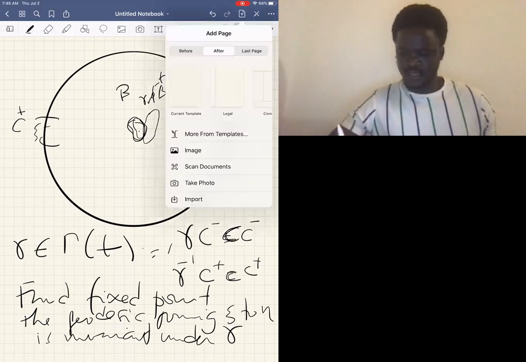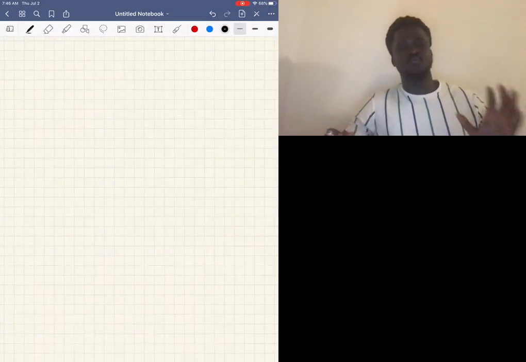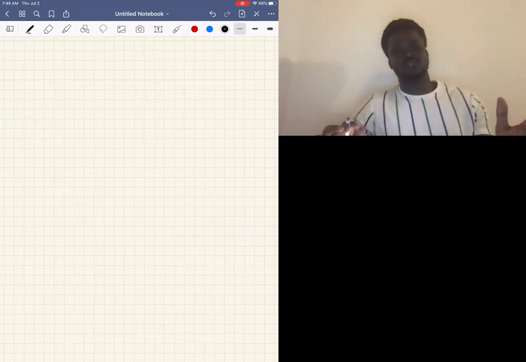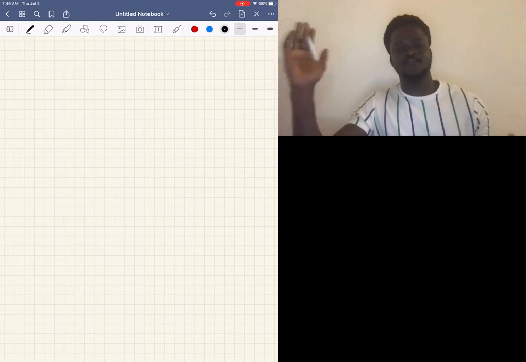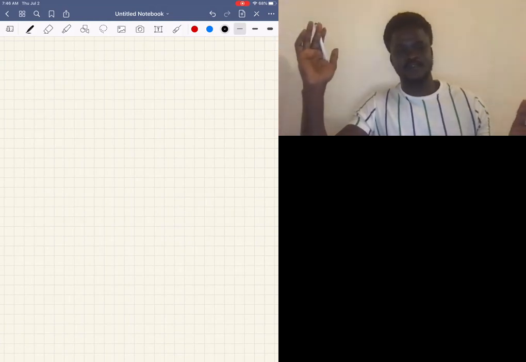And then another ingredient that we need now, so we are relating the number of closed geodesics through this detector with some elements of the fundamental group, a subset of the fundamental group that is defined like that.